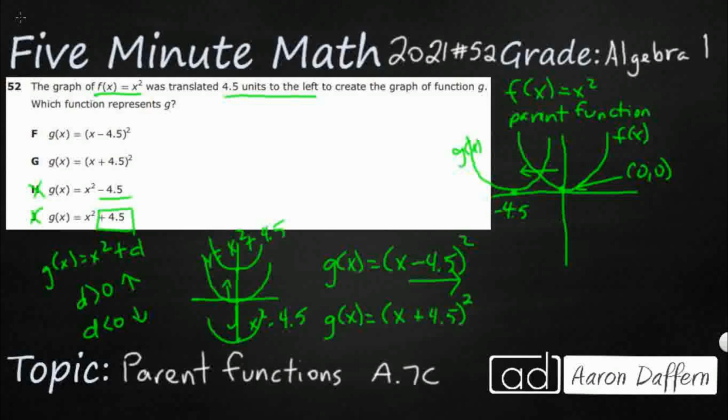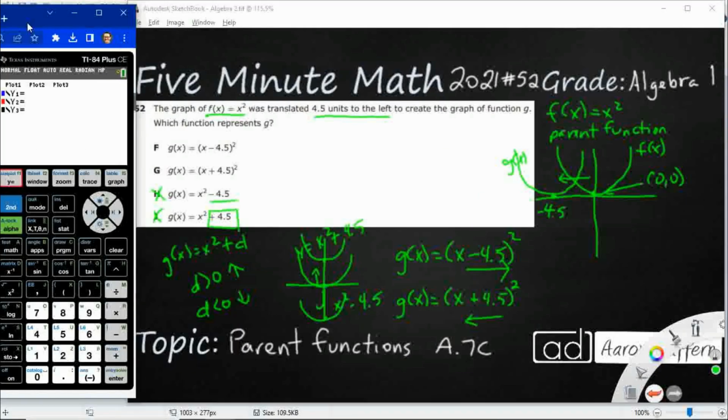So this positive, even though the positive is to the right on your graph, this positive 4.5 is actually going to shift it the direction we're looking for, to the left. So let's double check on our graphing calculators. So we're going to hit this y equals, and we'll start with just your basic x squared, just to make sure we have that parent function there in blue. But now we're going to come down to here, and we're going to submit what we think is the correct answer, this x plus 4.5.